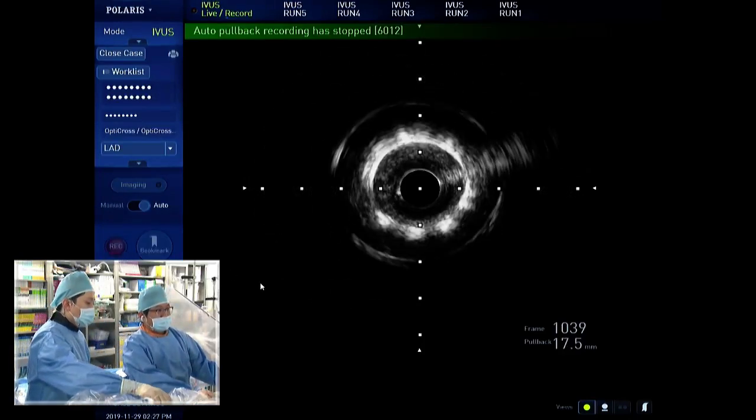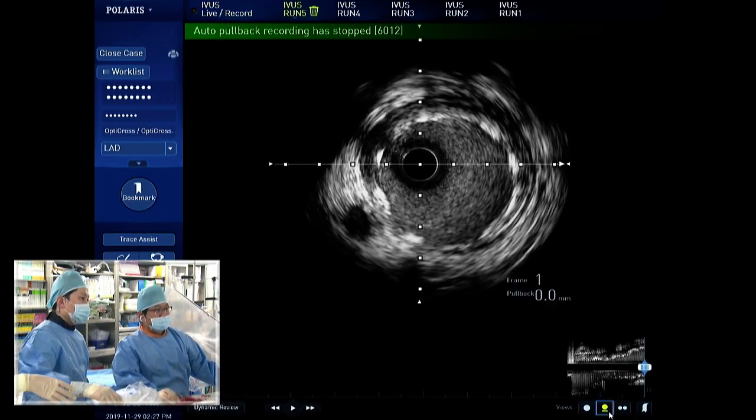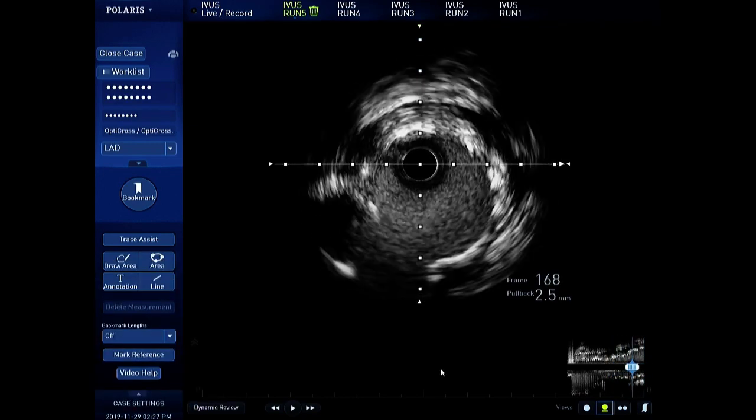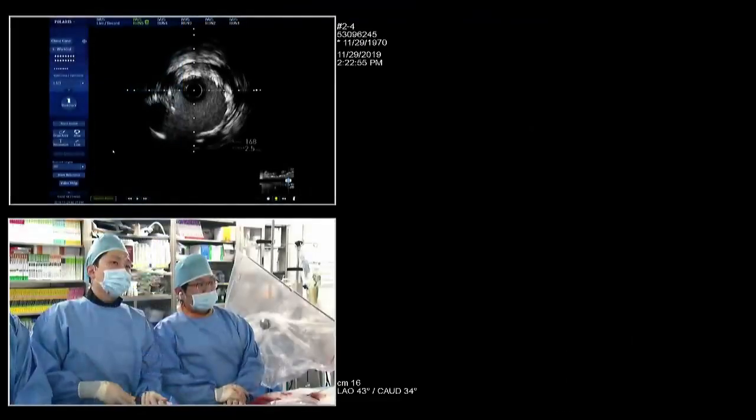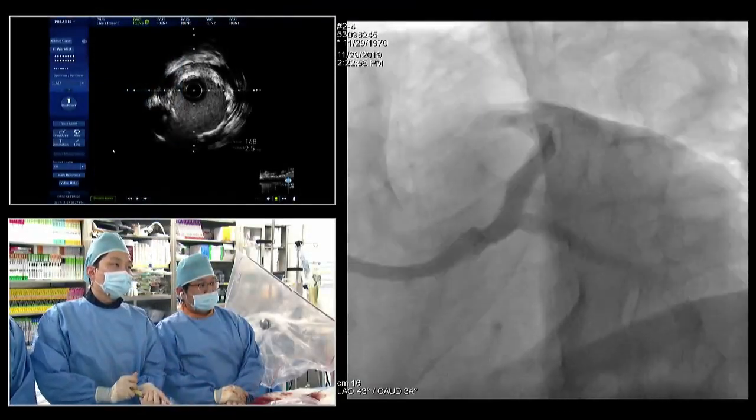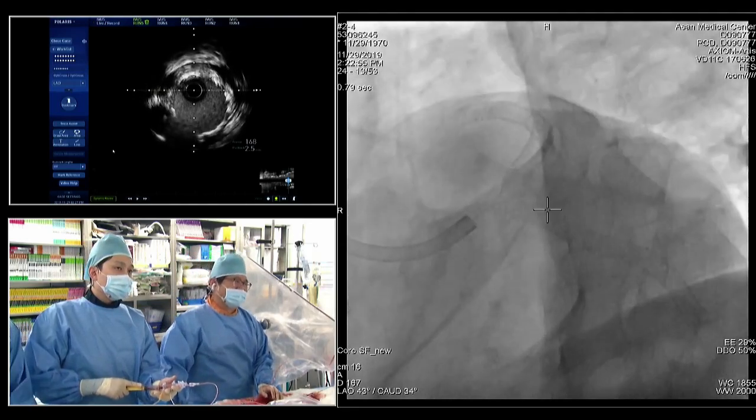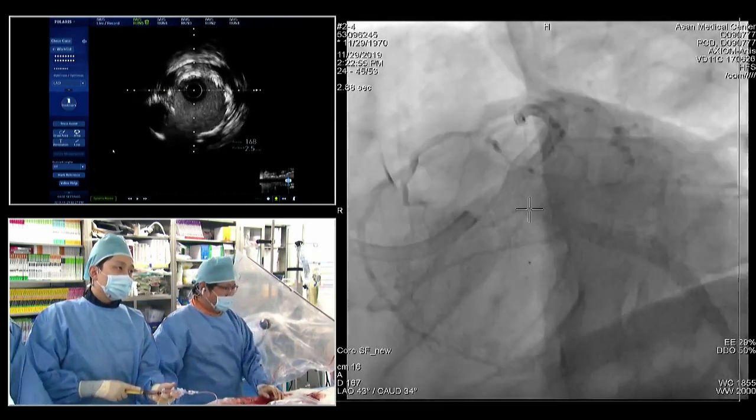Great. Okay, so I'd like to move over to the angiographic finding. Ready? Ready enough. Great, excellent.